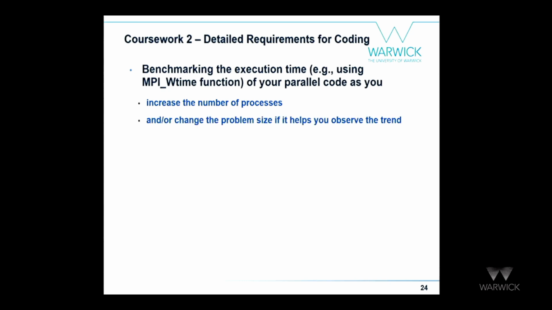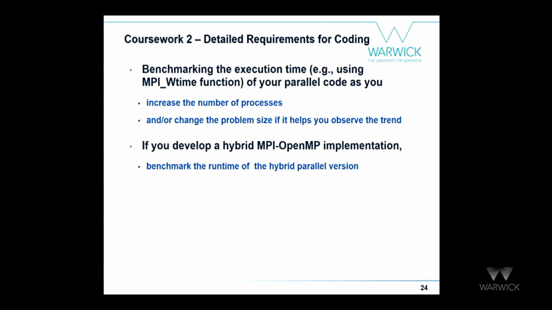Also, you can change the problem size if it can help you to observe the trend, because if the problem size is too small, it may not show the full potential of your parallel program, right? So you can increase the problem size so that you can see a better trend as you increase the number of processes. If you develop a hybrid approach, you need to benchmark the runtime of the hybrid parallel program and compare the performance between the hybrid approach and the pure MPI approach.